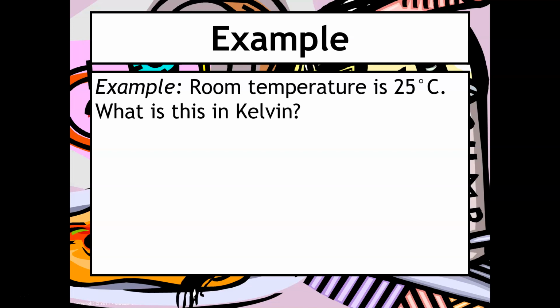So for example, we know room temp is approximately 25 degrees Celsius. What is this in Kelvin? You would take the 25 degrees Celsius and add 273 and you would get 298 Kelvin. Notice it's written as 298 K. It's not written as 298 degrees K. There's no degree sign included in Kelvin.